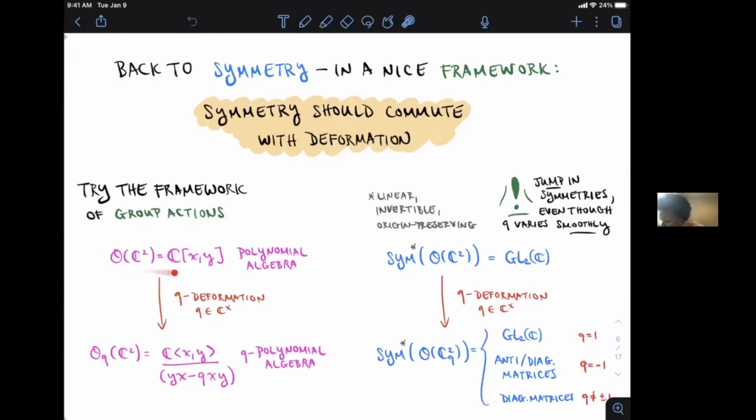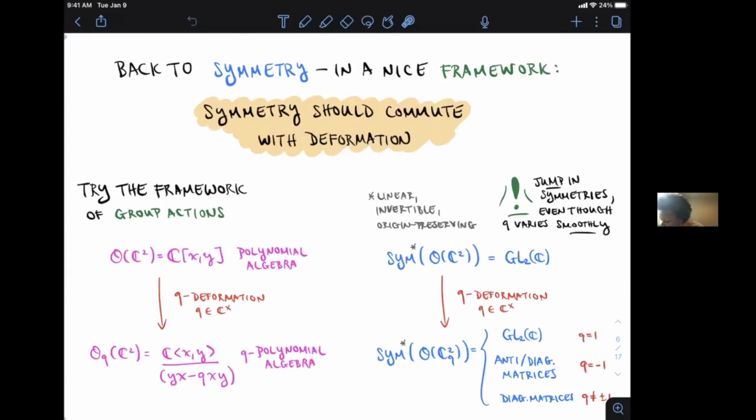Let's take my polynomial algebra. I'm going to q-deform it by forming this noncommutative algebra here with this q multiplication. Okay. So that's a nice smooth deformation. I just take q equal to 1 and I perturb away a little bit to get this noncommutative algebra. Now, when I take symmetries of the polynomial algebra, let's just consider the ones that are linear, invertible, and preserve the origin. There's an algebraic interpretation of it. They preserve the gradient, etc.